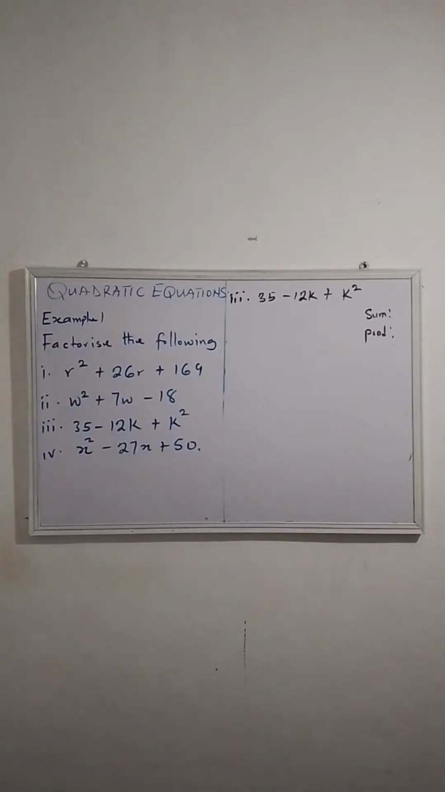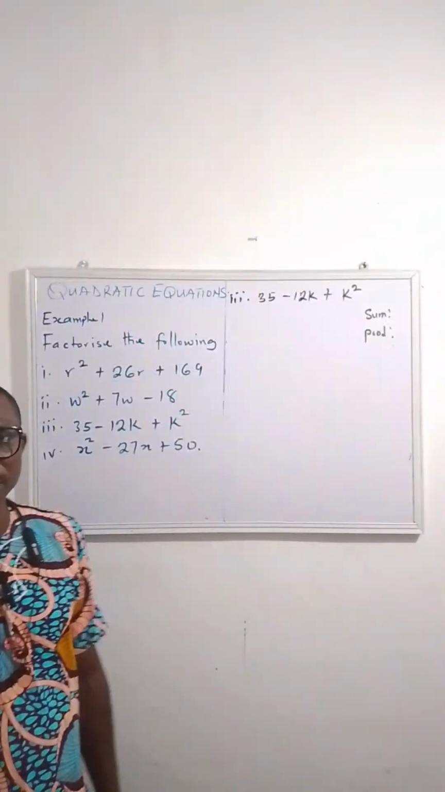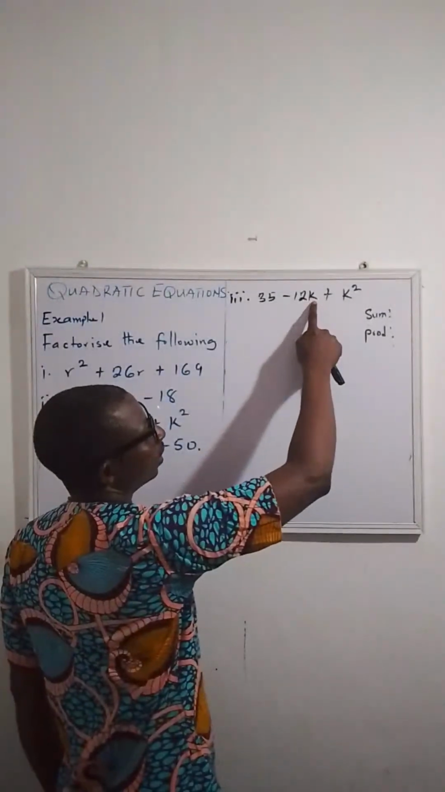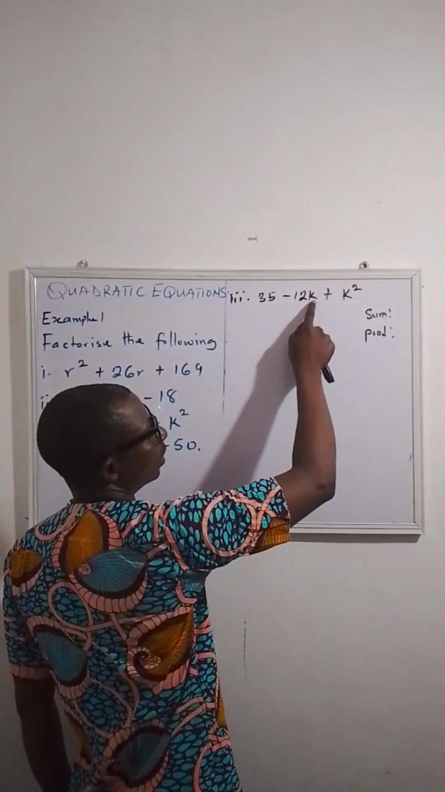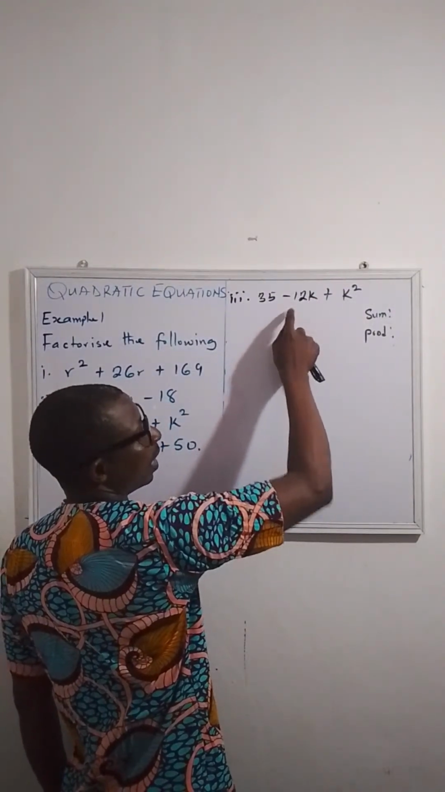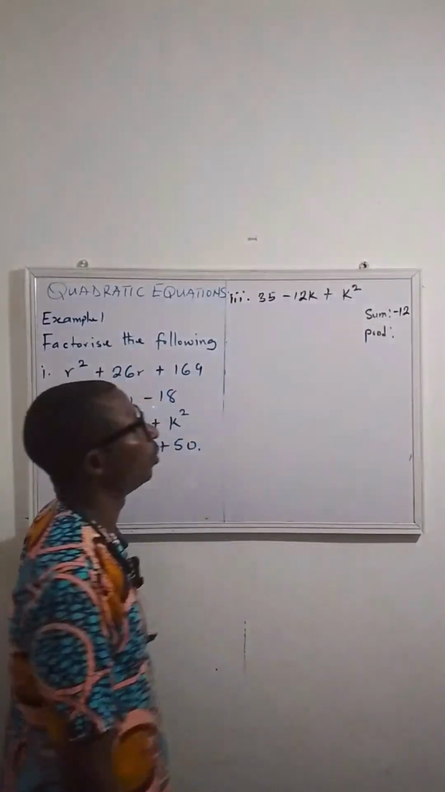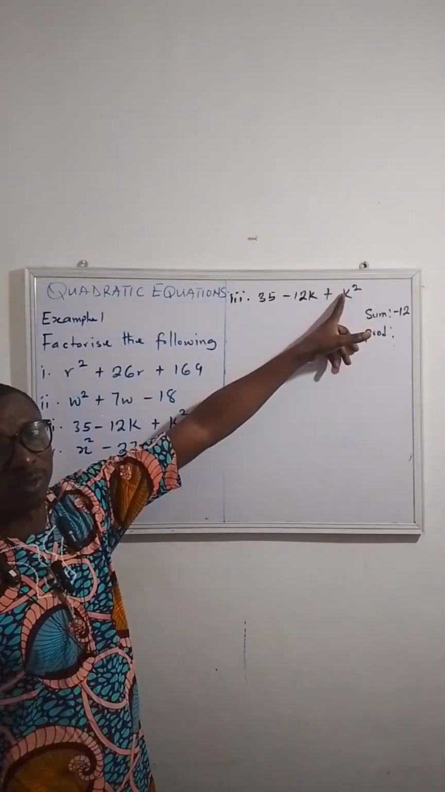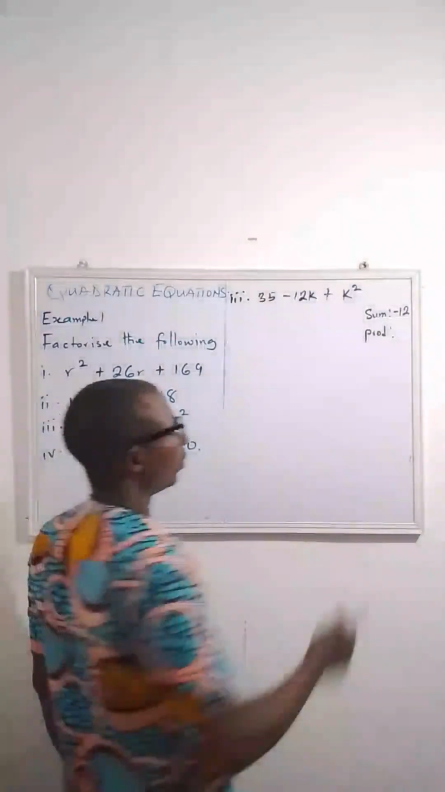So because of our time, the sum, just like I told you, is the coefficient of the variable with a power of 1. Look at it now. k is the variable with power of 1. So that means the coefficient of k is negative 12. That happens to be the sum. So sum is negative 12. Product is the coefficient of k squared, which is 1 in this case, times 35. And that is going to give us 35.